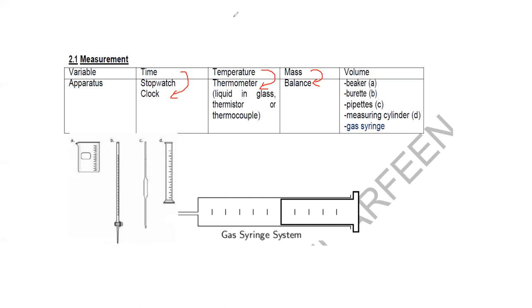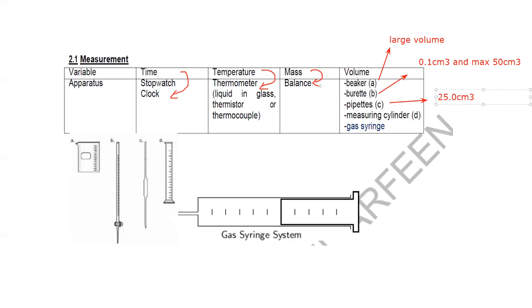If you want to measure an approximate large volume, we normally use a beaker, but not exactly. If you want to measure an accurate volume to 0.1 cm3, and maximum to 50 cm3, we use a burette. If you want to measure exactly 25.0 cm3, to be more accurate or precise, then it will be a pipette.